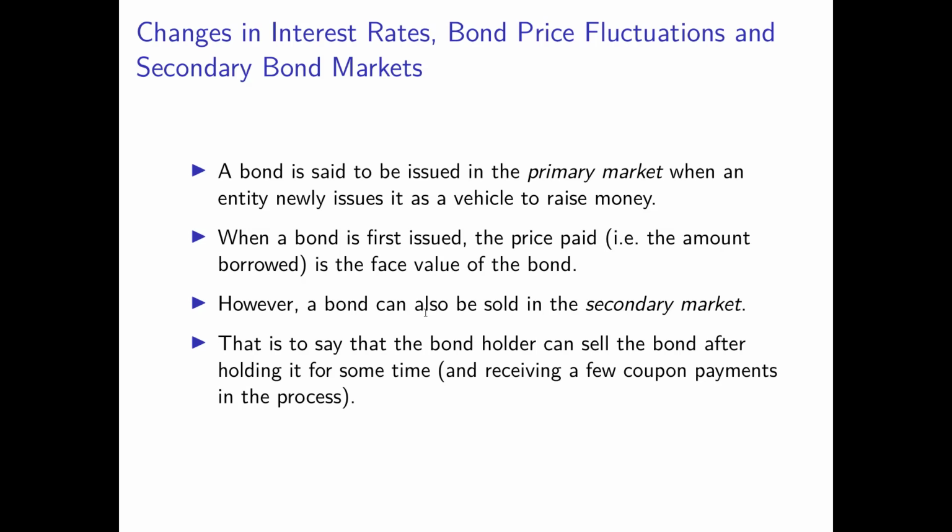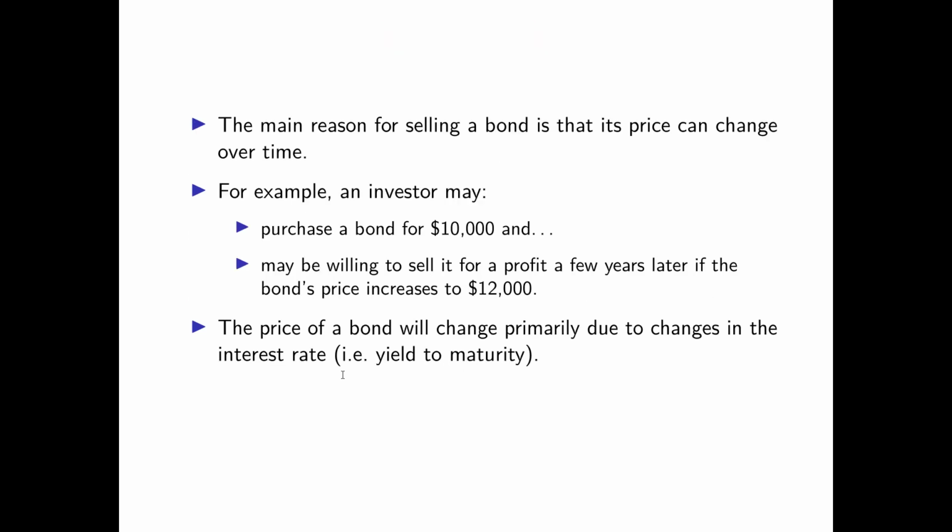But it is also possible to sell a bond in the secondary market. Well, what this means is that the bondholder is actually selling that bond after holding it for some time. And of course, while holding the bond, that bondholder received a few coupon payments in the process. Okay, so this is, if you want, a pre-owned bond. That's what a bond sold in the secondary market is.